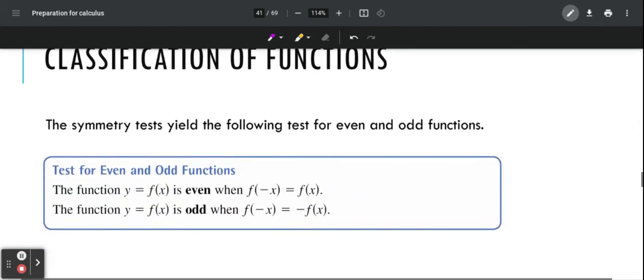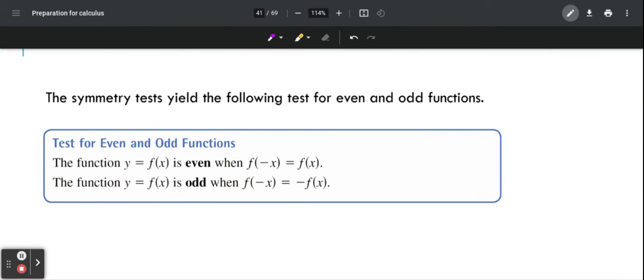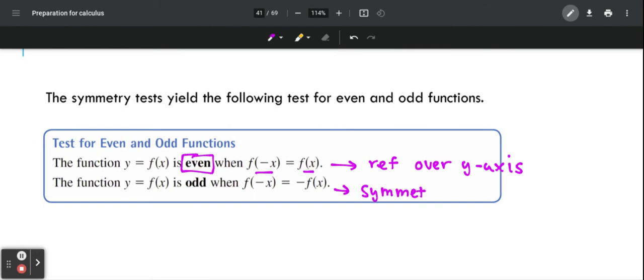And then the classification of functions. This comes back into your symmetry test that we did in the last section. So if you have symmetry where the f of negative x is the same as f of x, this just means you have reflections over the y-axis. So if you have reflection symmetry over the y-axis, it's an even function. And if you have symmetry about the origin, then you have an odd function. If you have symmetry across the x-axis, you don't have a function because your graph wouldn't pass the vertical line test.